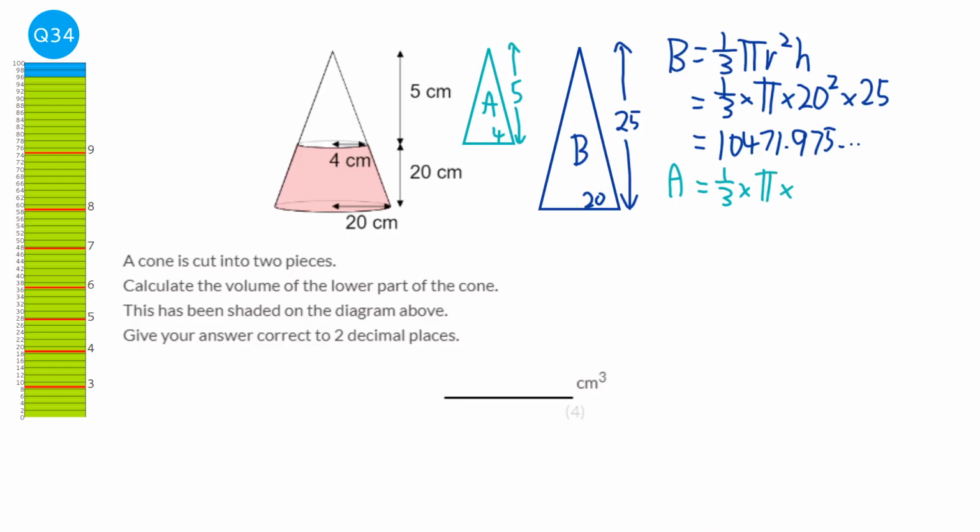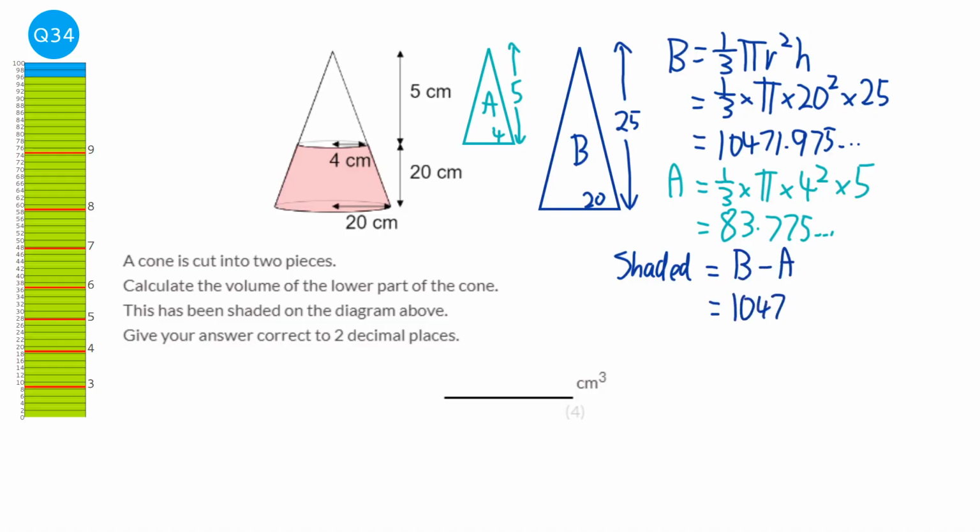We're going to work out the volume for A, and this time it will be 1/3 times pi times the radius now is 4, and the height is 5. So that will be 83.775, blah, blah, blah. So to work out the shaded bit, we're just going to do the volume for B, take away the volume for A. So it's going to be 10,471.975, take away 83.775. And all those I'm going to keep in the calculator to keep the accuracy.